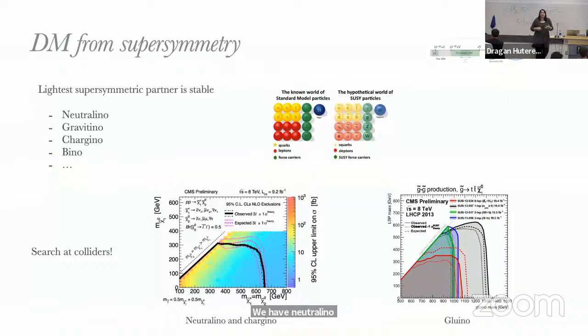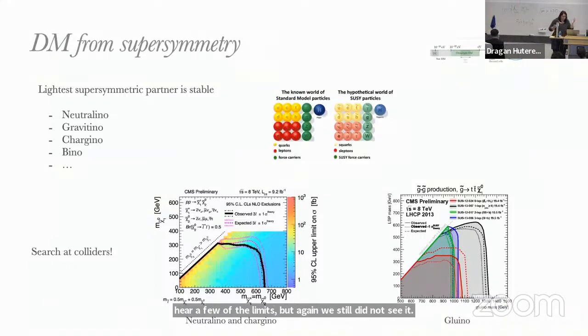And even better, what makes people really want to see them is that you can search for them at colliders. So this is a big search that they have at the LHC. I show here a few of the limits, but again, we still did not see it. So another day without seeing supersymmetry and without seeing dark matter in colliders. But again, it's very hard.